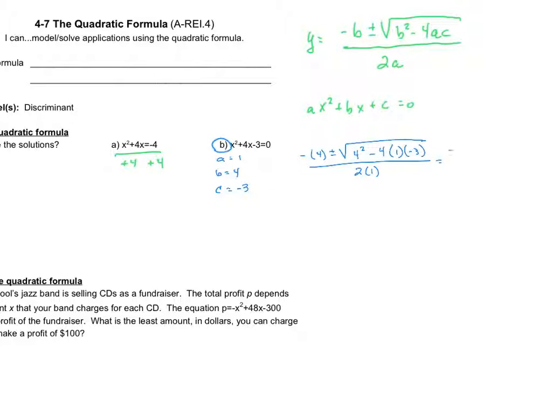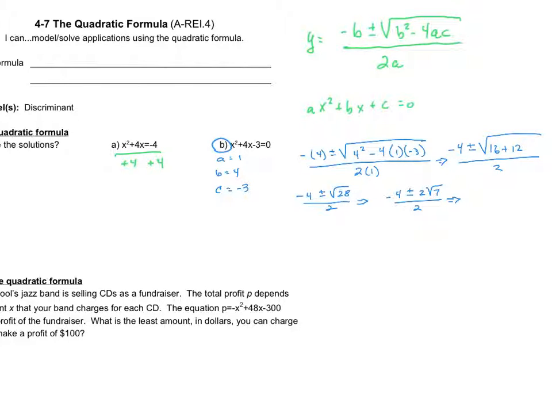As I begin to simplify, I have negative 4 plus or minus the square root of 16 plus 12. Negative 4 times a negative 3 gives me a positive 12. All of that over 2. Continuing to simplify, I have negative 4 plus or minus the square root of 28 over 2. Simplifying that radical, I have negative 4 plus or minus 2 square root of 7 over 2. Now I'm going to use that common denominator when I split it up.